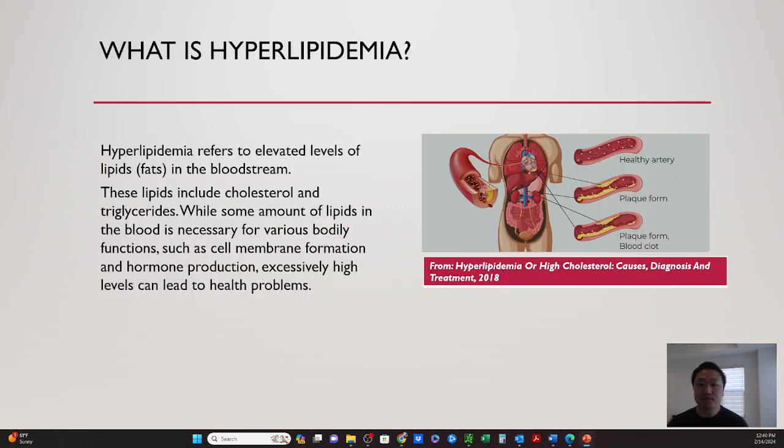So, what is hyperlipidemia? It is referred to as an elevated level of lipids, aka fats, in the bloodstream. These lipids include cholesterol and triglycerides. While some amount of lipids in the blood is necessary for various body functions, such as cell membrane formation and hormone production, excessively high levels can lead to health problems.